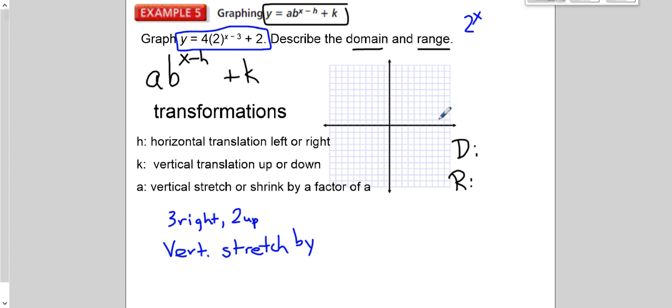So -2, 2 point something, so 2 and a little more. -1, 2.25, 0, 2.5, 1, 3, and 2, 4. And then draw our curve.